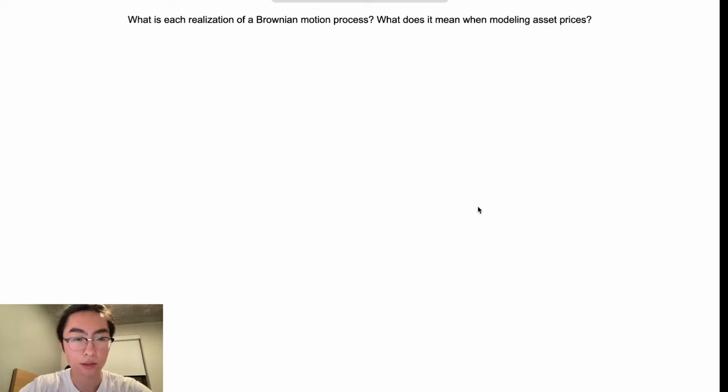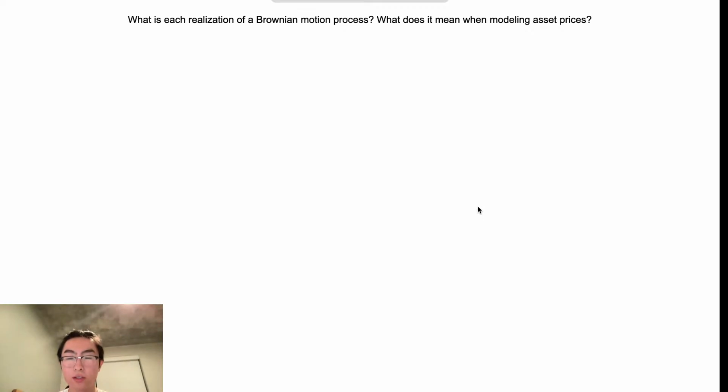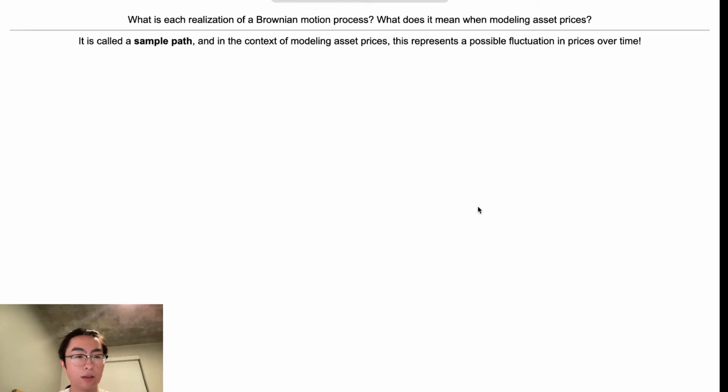What is each realization of a Brownian motion process? It's just a sample path. And what does it mean when modeling asset prices? When modeling asset prices, this is just a possible fluctuation in returns for a company.